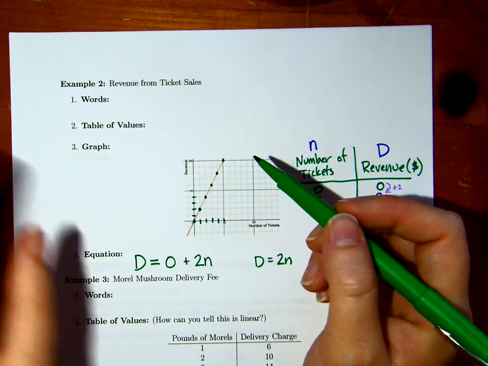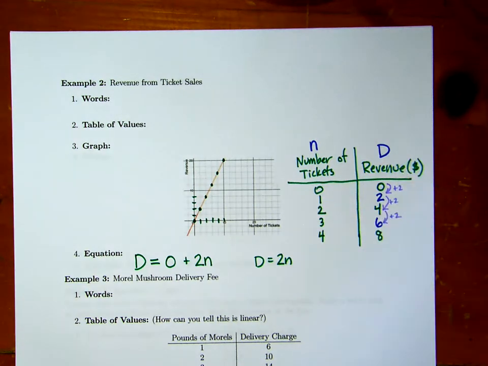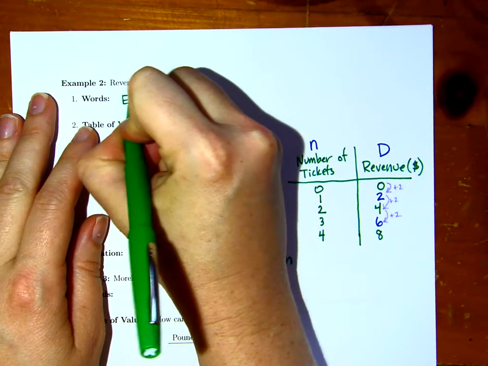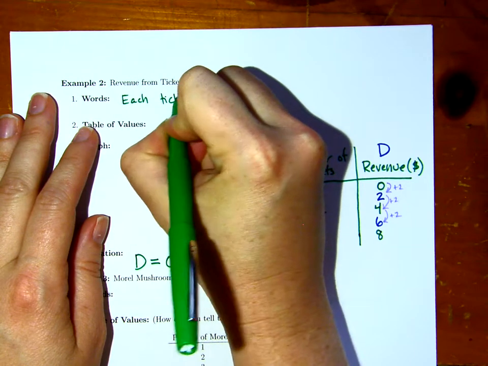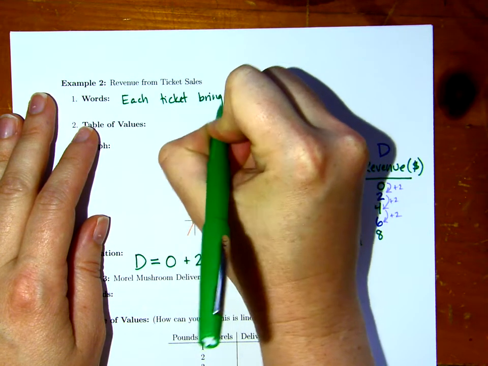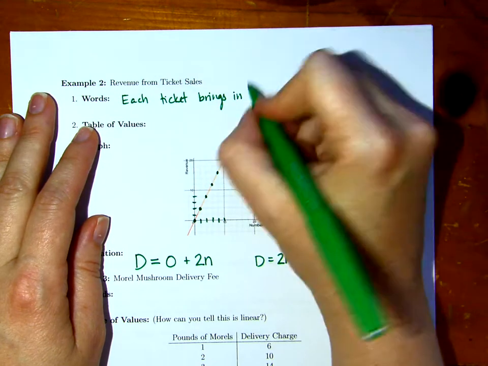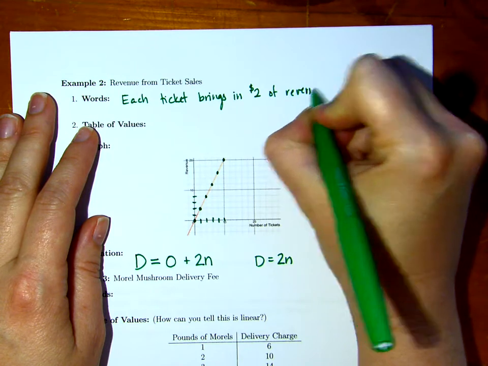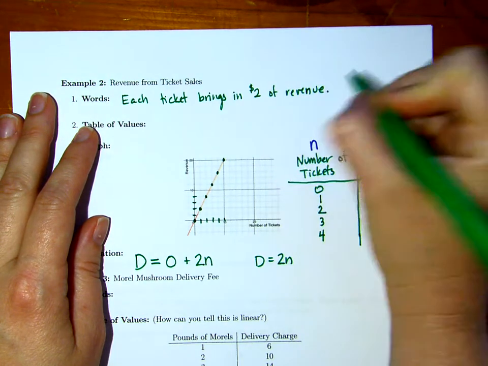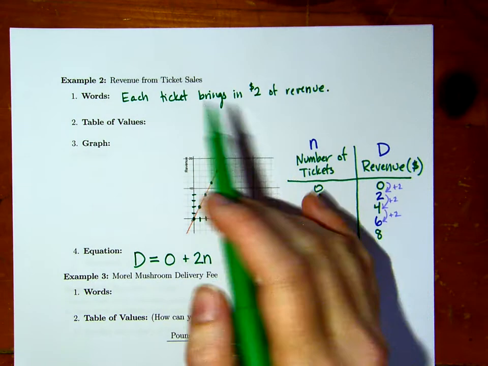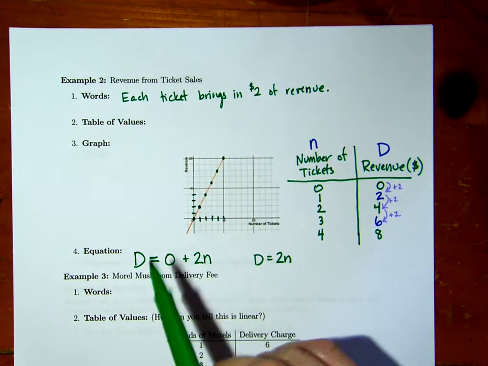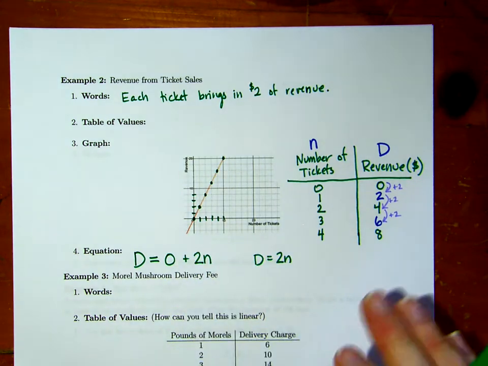words. We have to create a situation where this would happen. Or I could just say, each ticket brings in $2 of revenue. So if that's the case, I feel like we would get this table of values and we would get this picture and that equation. Okay.